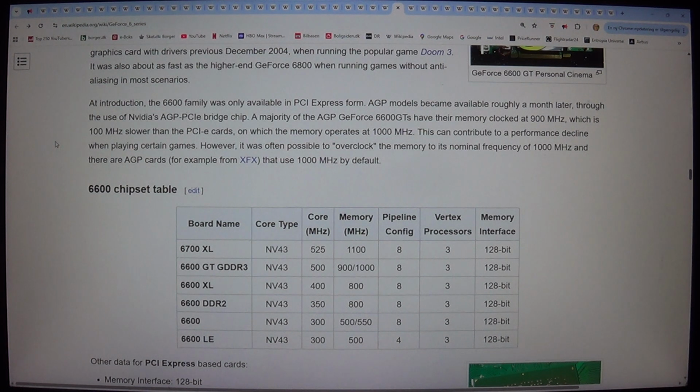A majority of the AGP GeForce 6600 GTs have their memory clocked at 900 MHz, which is 100 MHz slower than the PCIe cards, on which the memory operates at 1000 MHz. This can contribute to a performance decline when playing certain games. However, it was often possible to overclock the memory to its nominal frequency of 1000 MHz, and there are AGP cards, for example from XFX, that use 1000 MHz by default.